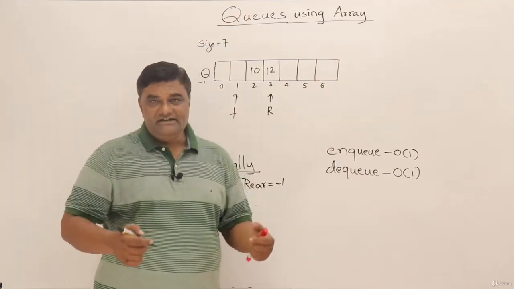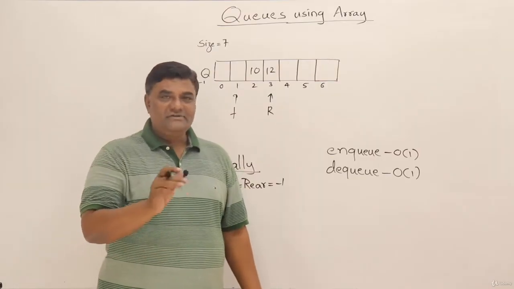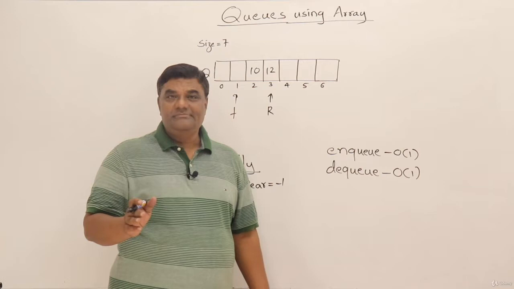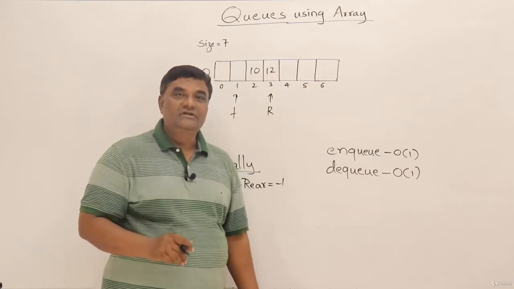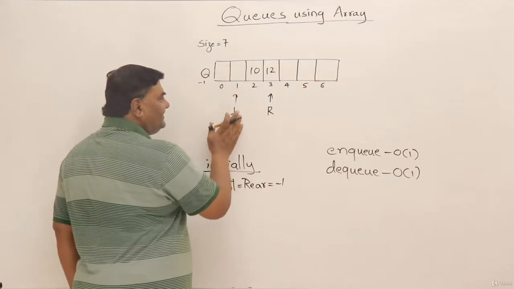Now let us look at the condition. When do you say the queue is empty and when do you say the queue is full? So I have a few elements here. I will delete a few more elements. I want to delete one more element.